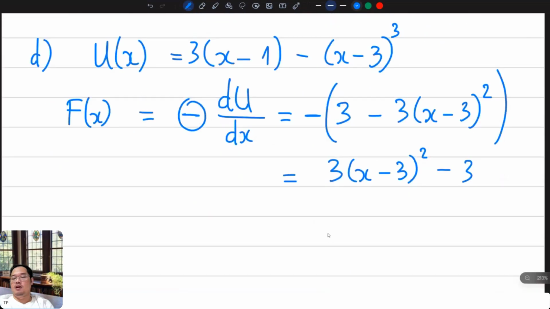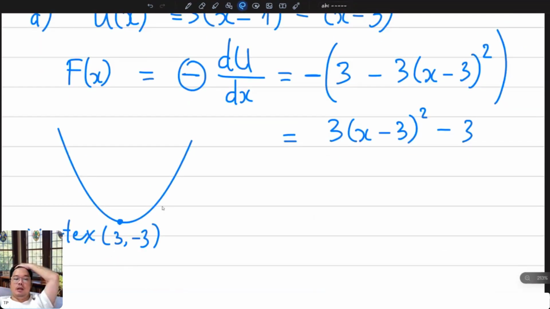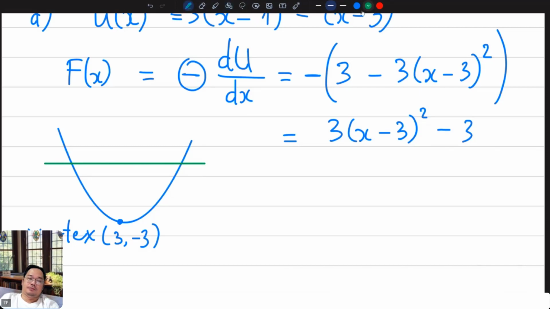This is the vertex form, right? So this graph is a parabola like this. That's the vertex, and also you can find the x-intercept to sketch the graph more accurately. Have to find the two x-intercepts of this.